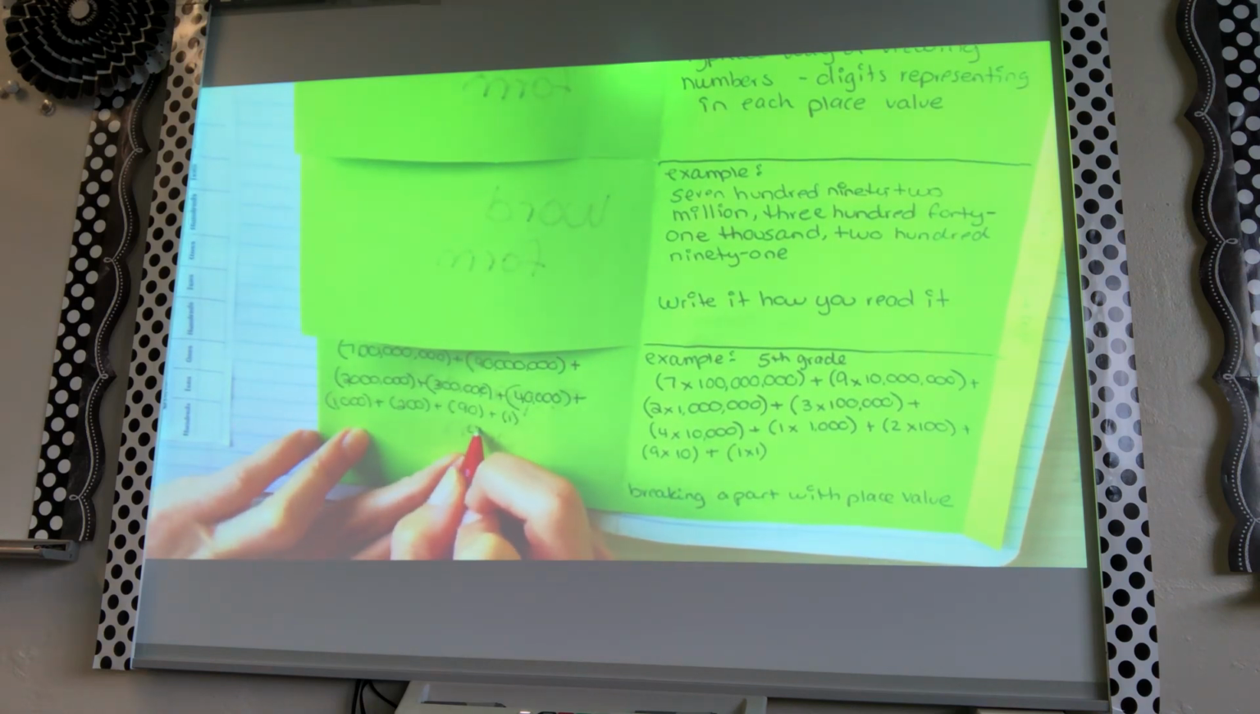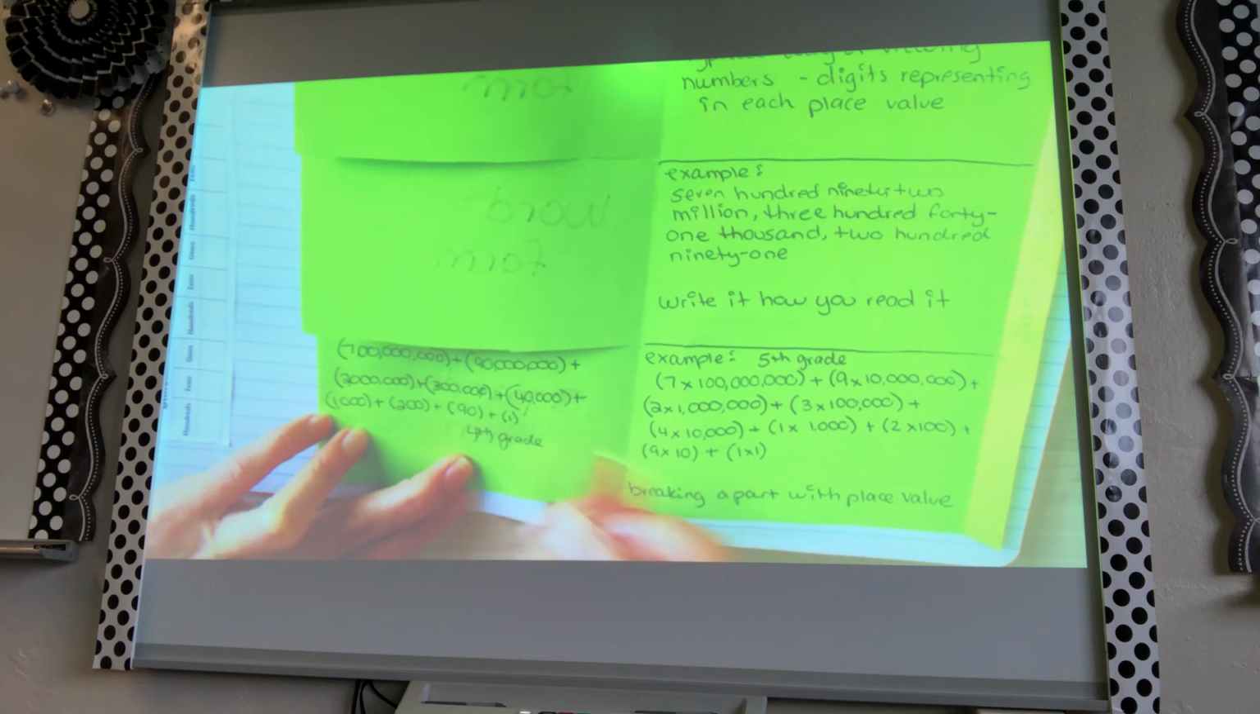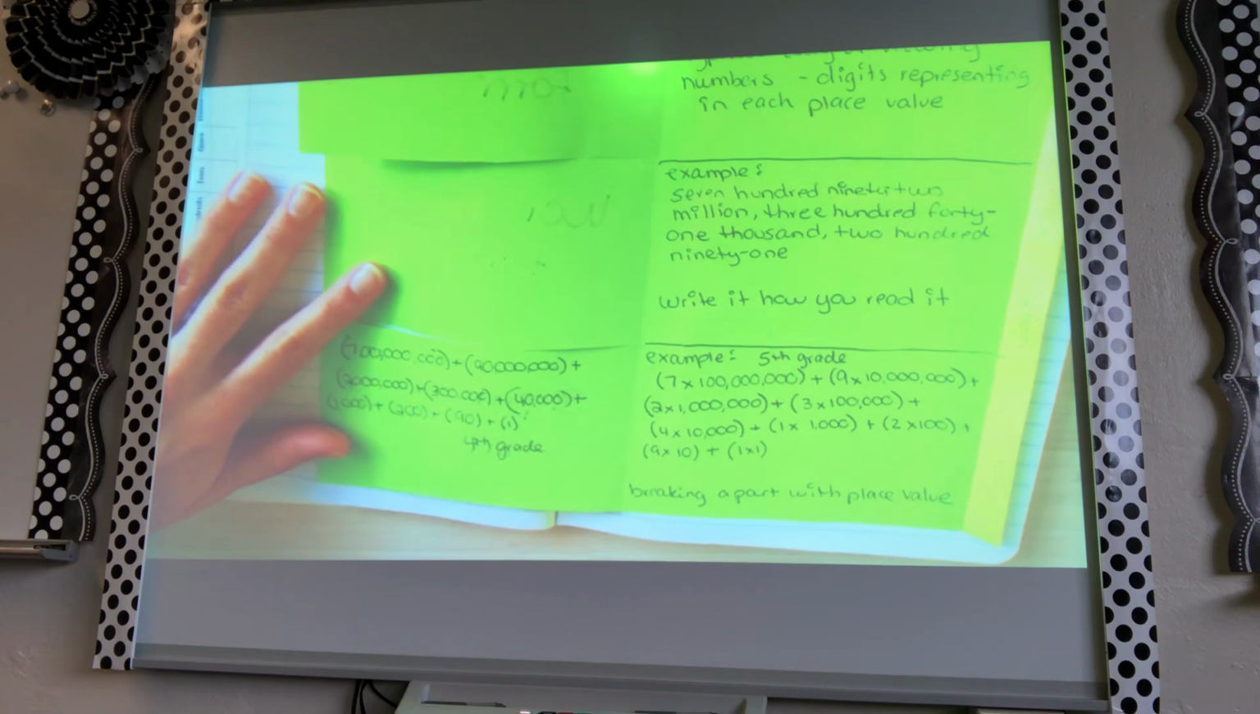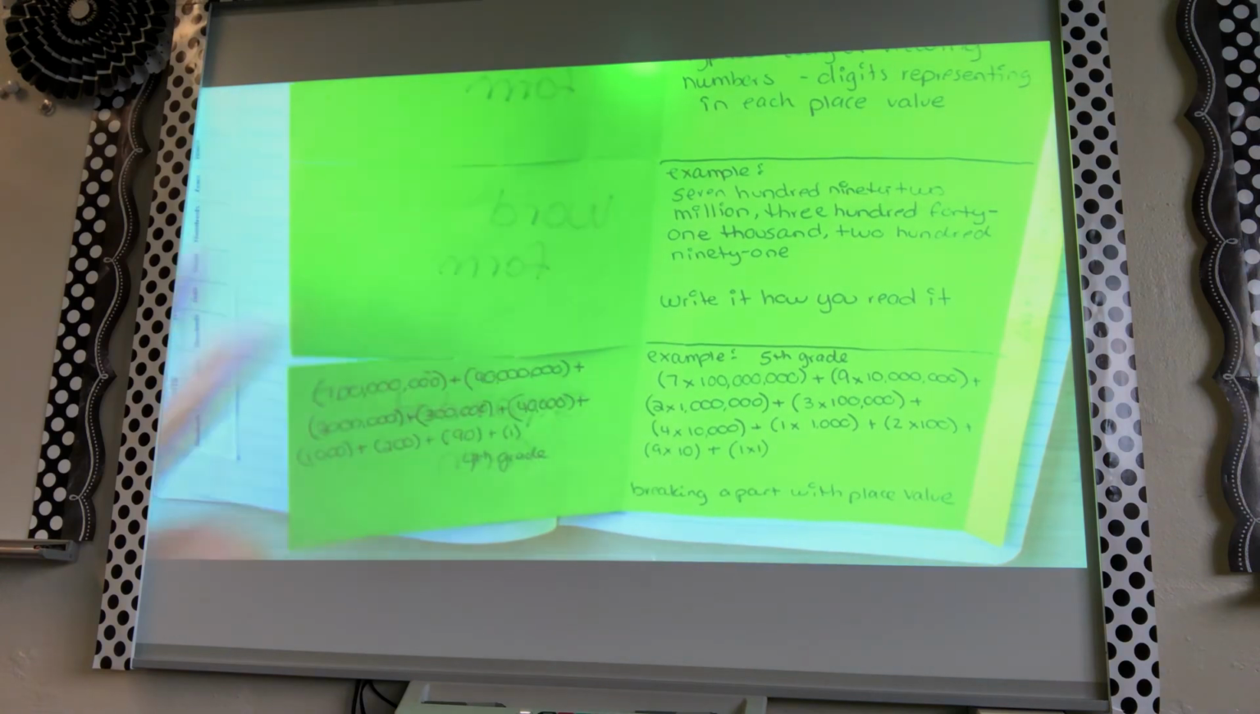So this is our fourth grade version. And our fifth grade version separates the digit from the place value and uses them as factors. So that's really the only big difference between the two. And that's it for number forms.